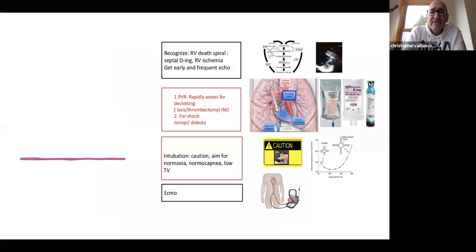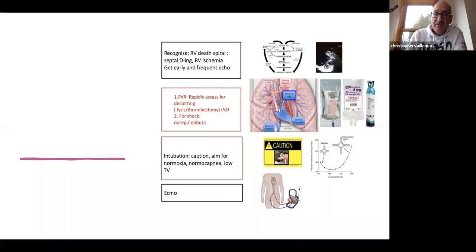So submassive, you're recognizing you've got this death spiral, you've done your POCUS examination. You're starting to think, how can I unload the pulmonary arteries, either by thrombolysis or thrombectomy? You're thinking about nitrous oxide. You're thinking about your inotropic support, usually with norepi and dobutamine. And again, intubate with caution.